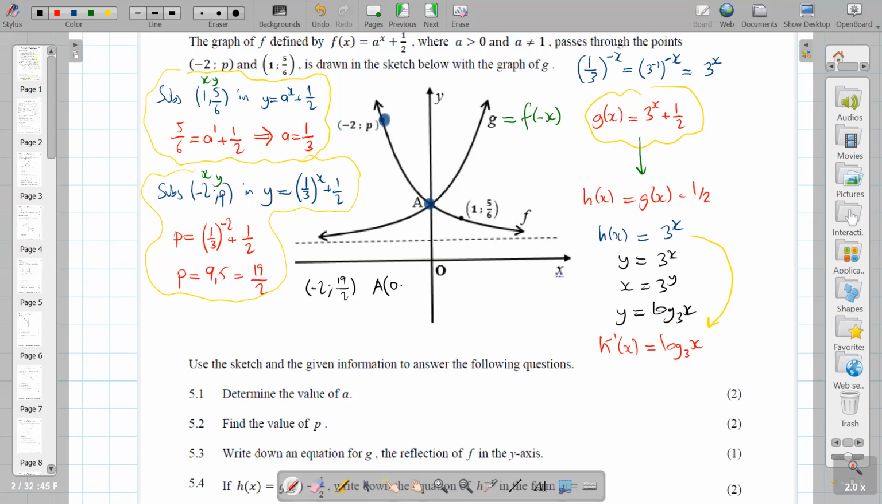And then the other point, which is a, what is a? Its x coordinate is 0. If x is 0, what does the function give us? 3 to the power of 0. Anything to the power of 0 is 1. 1 plus half is 3/2. So these are my coordinates.